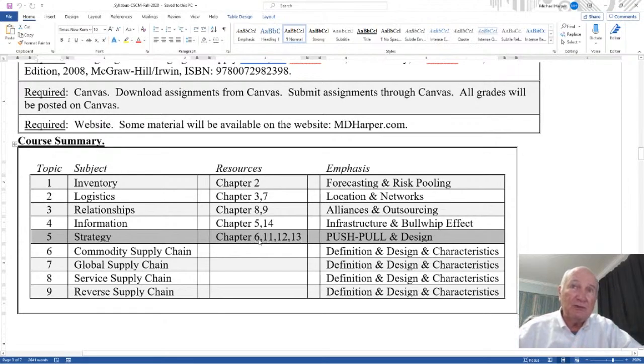We're talking about the push-pull systems here, and then we go into lead time, demand, and the customer design and pricing strategies. And so he has a whole gamut from the source to the destination, from upstream to downstream.